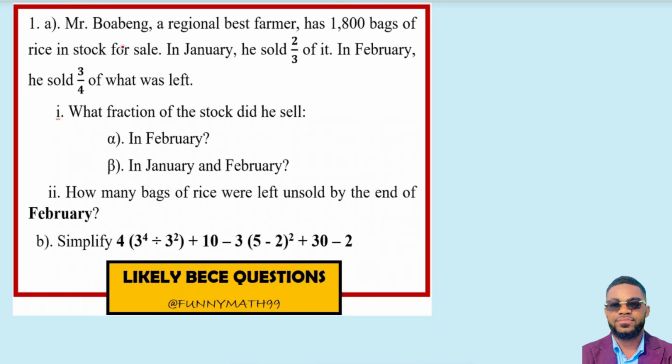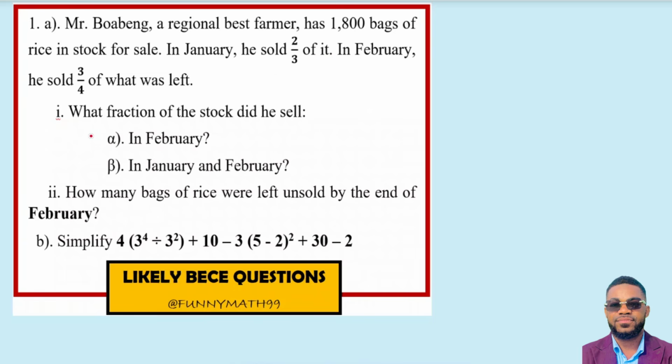Now, this is the question. That's question 1A. Mr. Boabin, a regional best farmer, has 1,800 bags of rice in stock for sale. In January, he sold 2/3 of it. In February, he sold 3/4 of what was left.